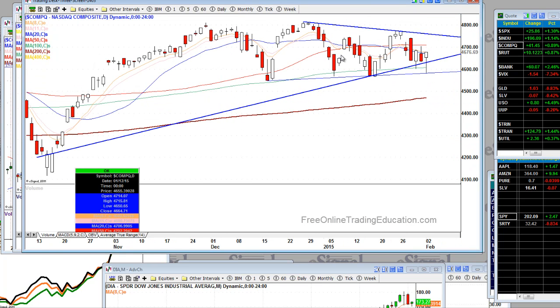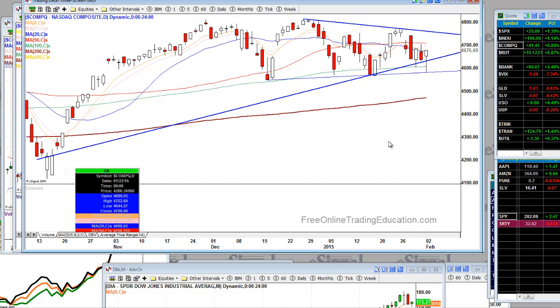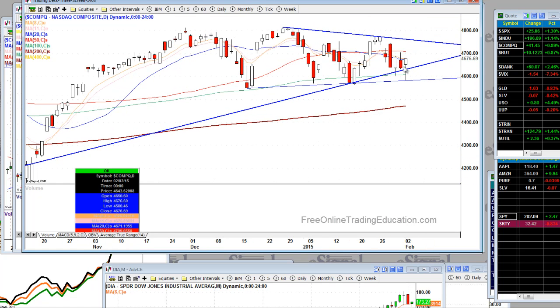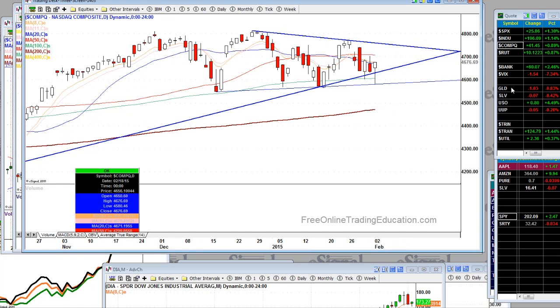And here we are taking a look at NASDAQ. It was never in violation of the trend line, but it did break it today and shot right back higher, caught up again in the moving average, big symmetrical triangle there.